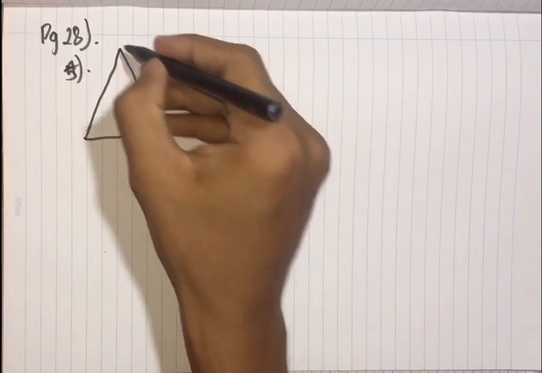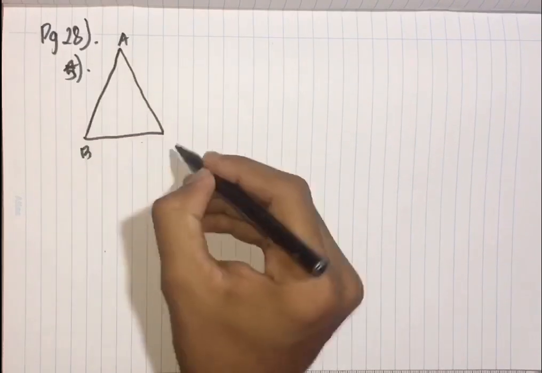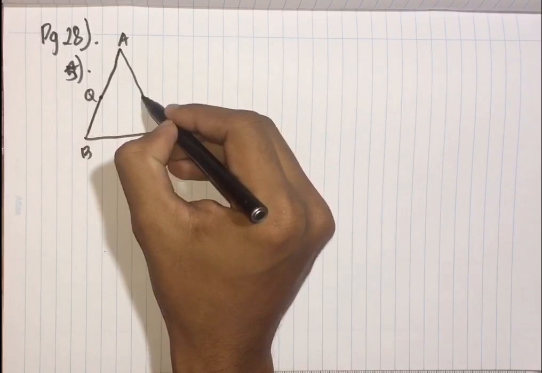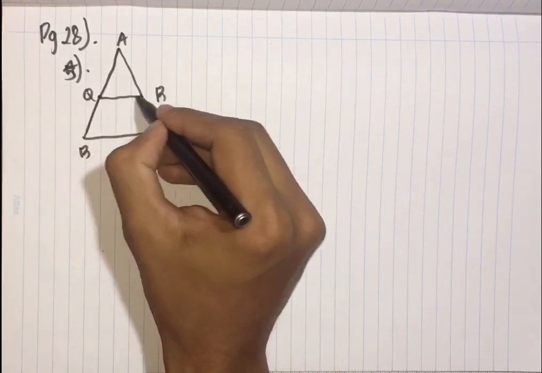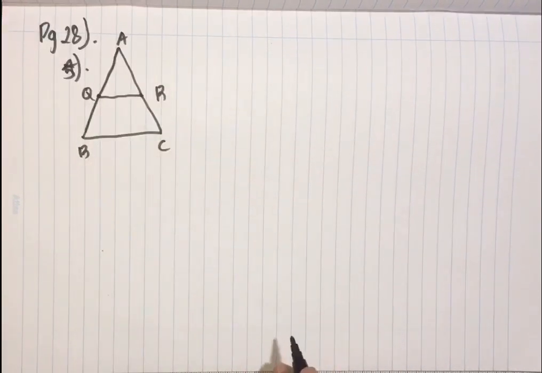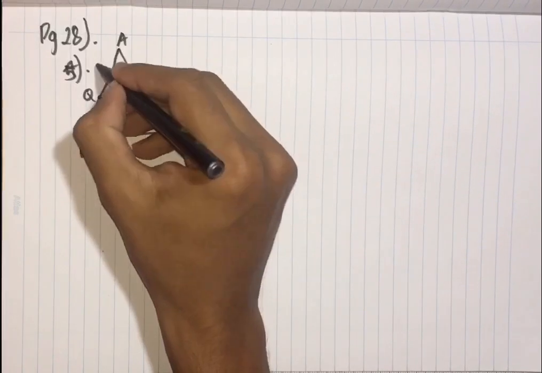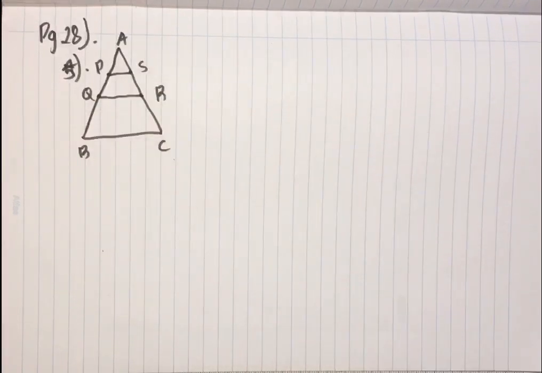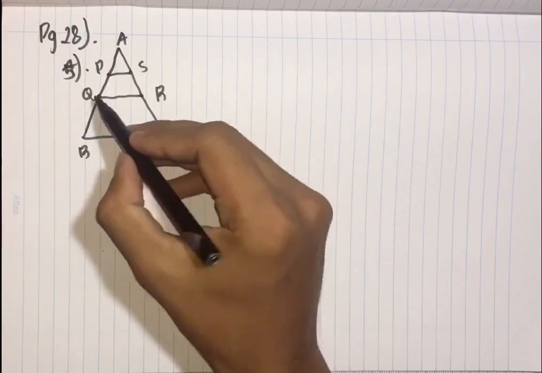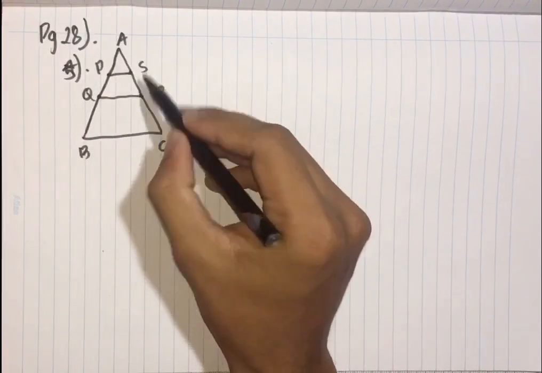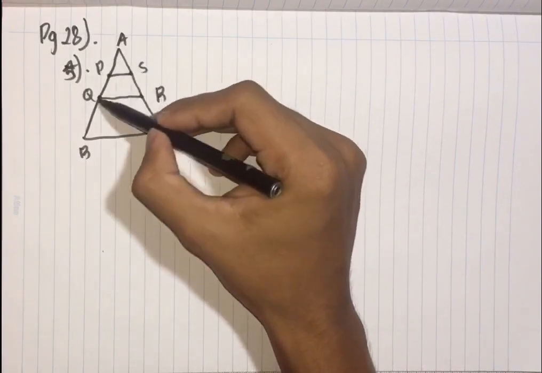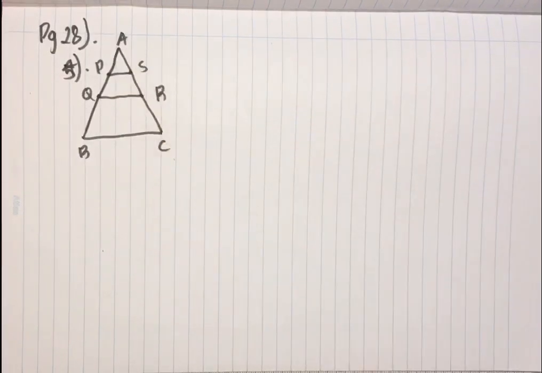This is the diagram given. This is A, B, C, also Q, R. This is joined, and then you have P and S here. This is also joined. Okay, the data given are: Q is the midpoint of AB and R is the midpoint of AC, and also P is the midpoint of AQ and S is the midpoint of AR.